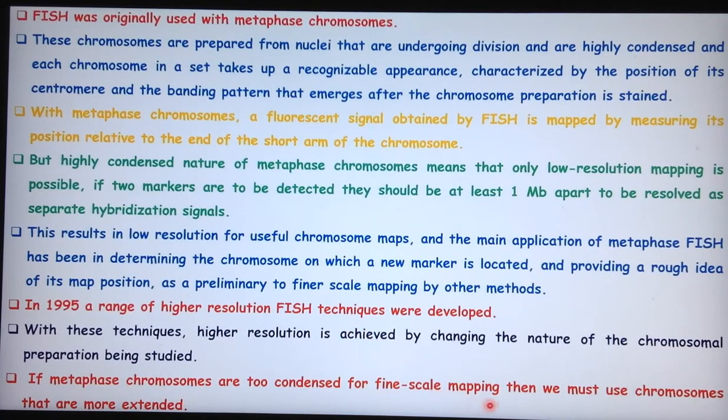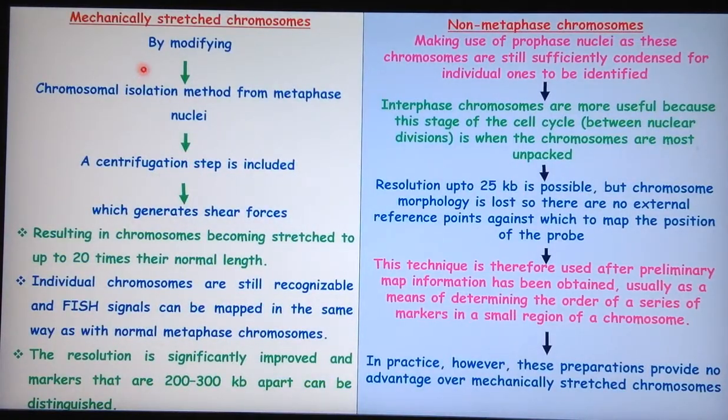For fine scale mapping, we may use chromosomes which are more extended. So here are a few methods which will make the chromosomes more extended. These are mechanically stretched chromosomes. Metaphasic chromosomes from nuclei are isolated. A centrifugation step is included, and shear forces of this centrifugation result in chromosome stretching up to nearly 20 times their original and normal length. And then individual chromosomes are still recognizable, and FISH signals can be mapped in the same way as on the normal metaphasic chromosome. So the resolution is significantly improved by using mechanically stretched chromosomes for fluorescence in situ hybridization.